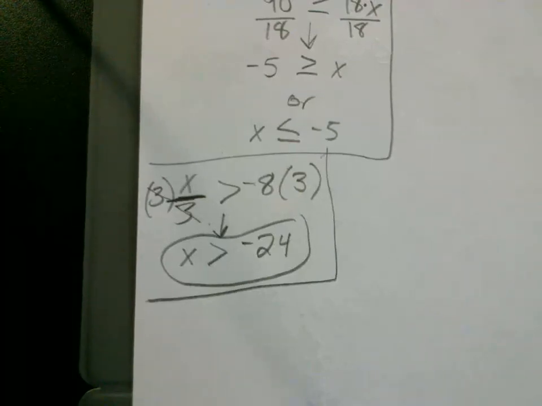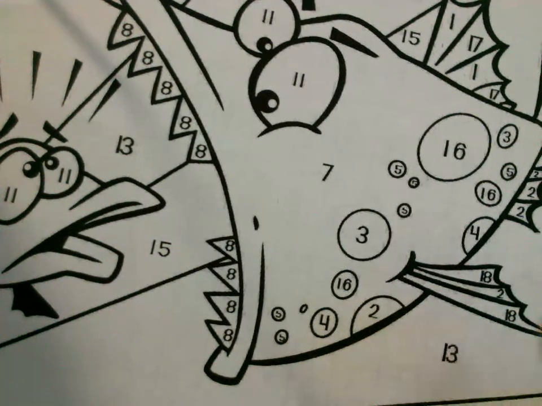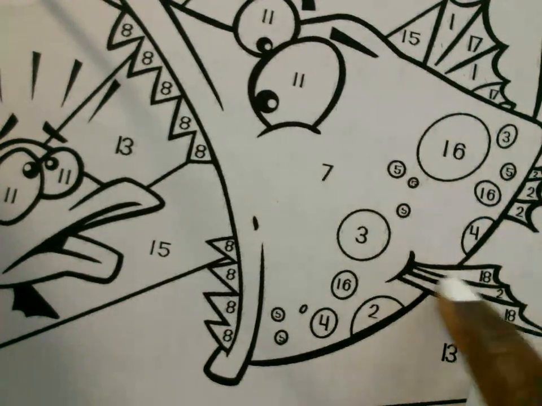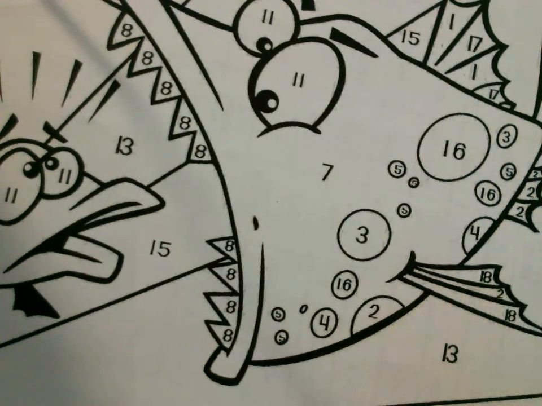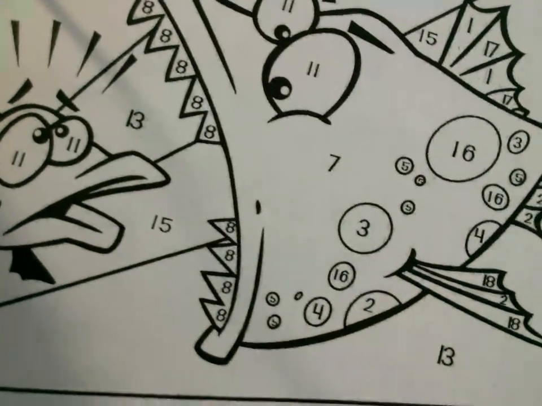So look for number 2. There's a couple bubbles. That's number 2. Number 2 here, number 2 here, number 2 here. This is light green. Number 2 in the middle right here. Number 2, that is light green.